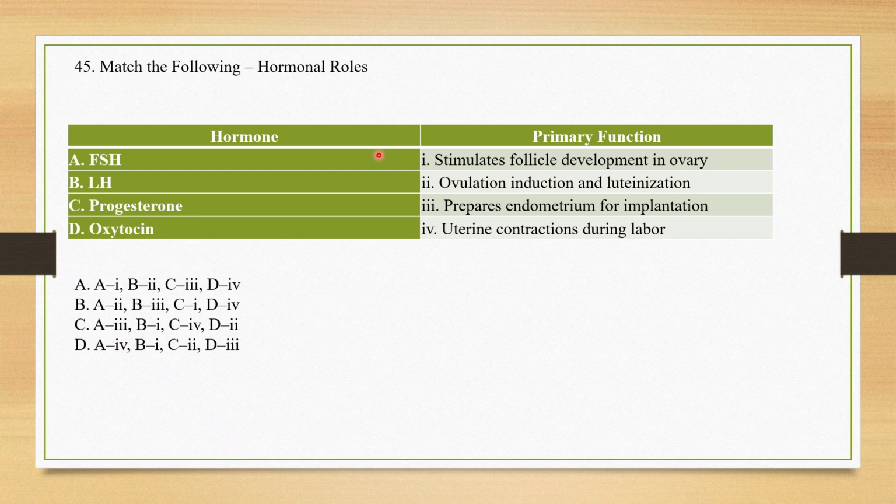Match the following hormonal roles. FSH will match with stimulates follicle development in ovary. LH, ovulation induction and luteinization. Progesterone prepares endometrium for implantation. Oxytocin, uterine contractions during labor. So 1, 2, 3, 4. Option A.